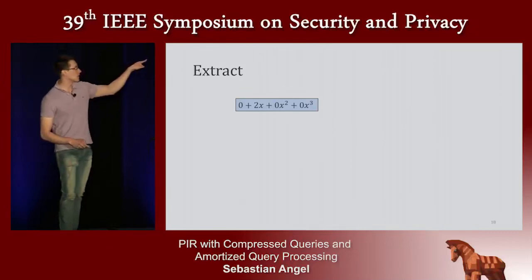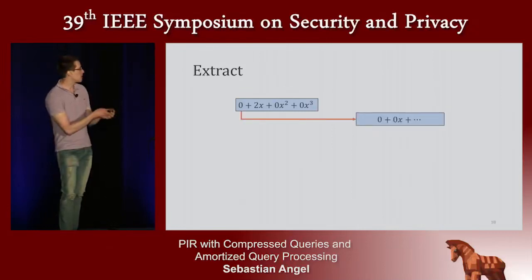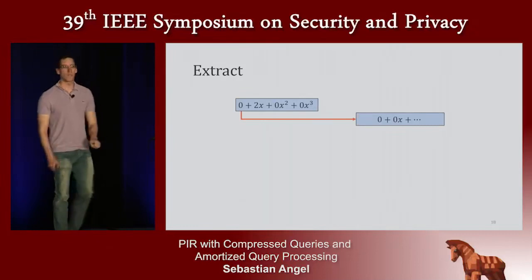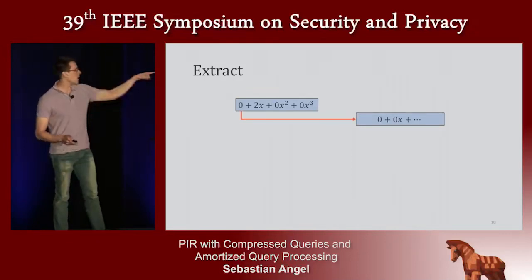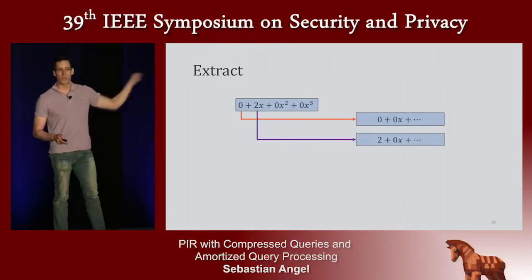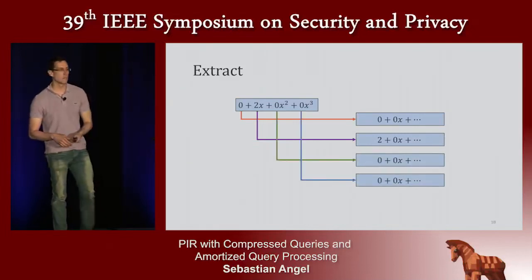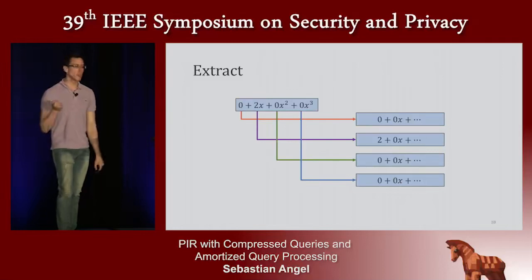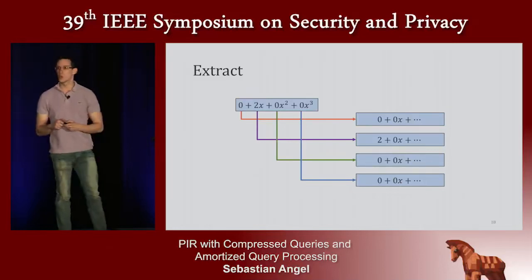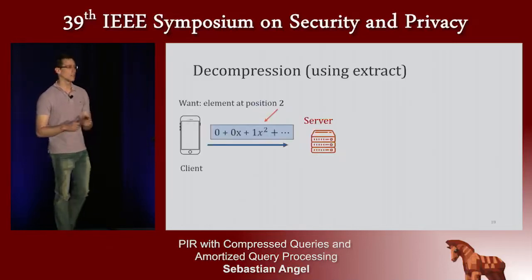So for example, we take the 0, and we place it in the constant term of a new polynomial. We take the 2, we place it in the constant term of a new encrypted polynomial. We take the 0, place it in the constant term, 0, place it in the constant term. Then we can use this extract procedure to build the compression and decompression as follows.